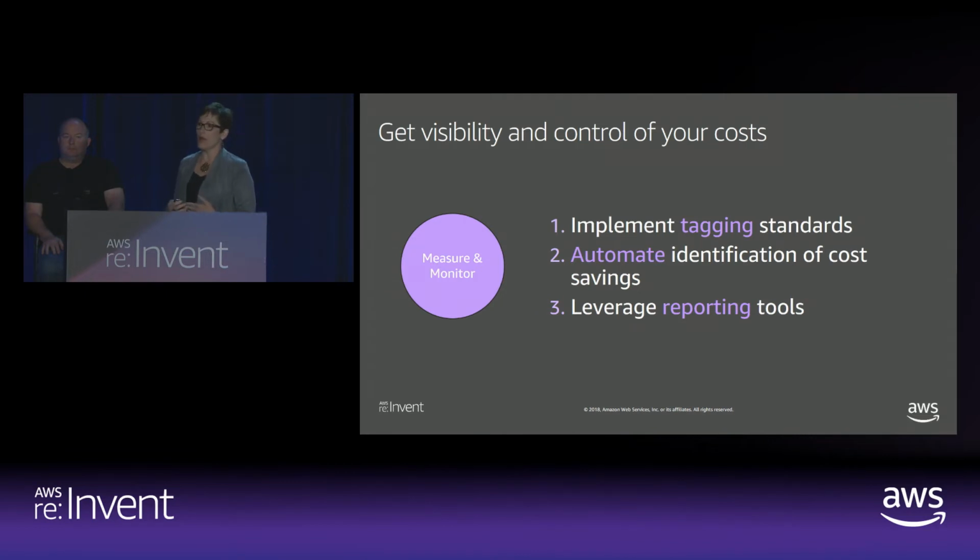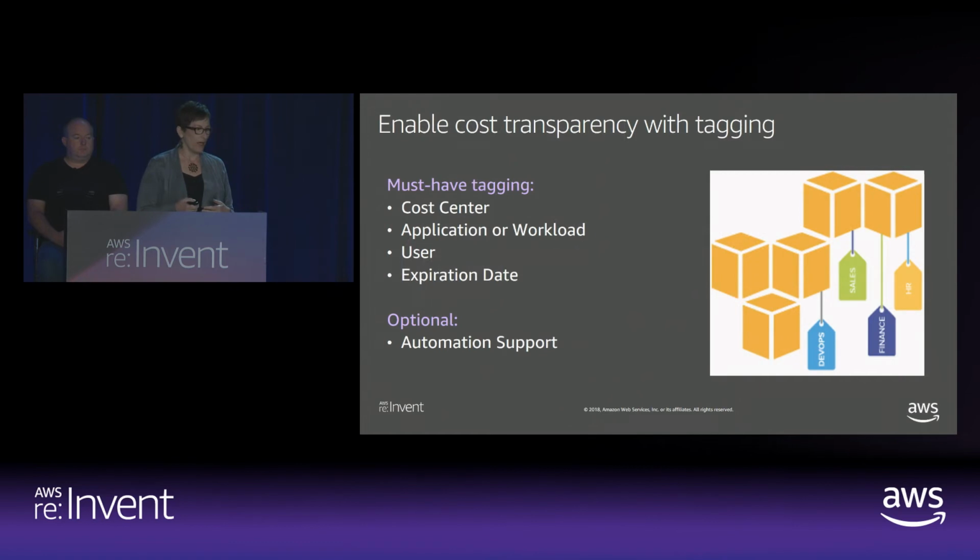The next part of the cost optimization journey is measuring and monitoring. There are 3 key tools you need to get visibility and control of your costs: tagging, automating, and reporting. Tagging is very key for telling you who's using the resource and for what purpose. These are some of the best practices for tagging. You always want to make sure you have your cost center, identify the application or workload, but then you need an automated way to contact the user or owner of that resource and provide an expiration date for that resource.